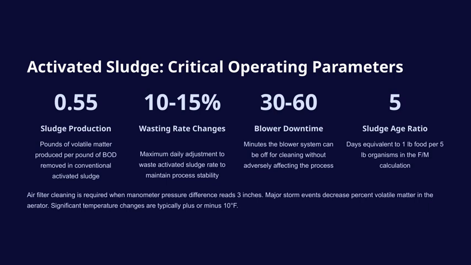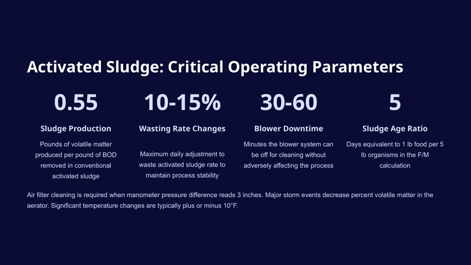Then we have blower downtime, which is the amount of time the blower system can be shut off, say, for cleaning, without negatively impacting the process. In this case, about 5 minutes is generally acceptable, but longer periods could cause issues, so timing and planning are key. Finally, the sludge-age ratio, which is expressed in days and relates to the food-to-microorganism ratio, specifically, 1 pound of food per 5 pounds of organisms. This helps us control the biological activity and sludge age, ensuring optimal treatment.